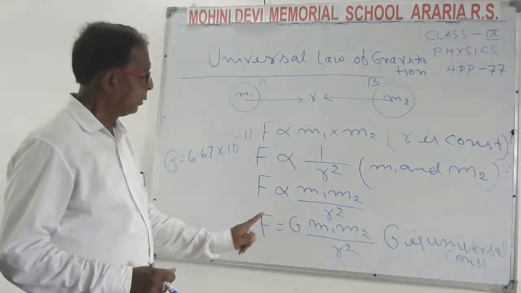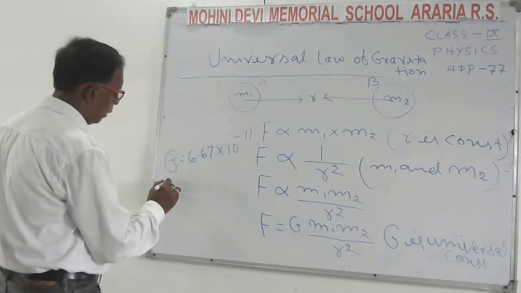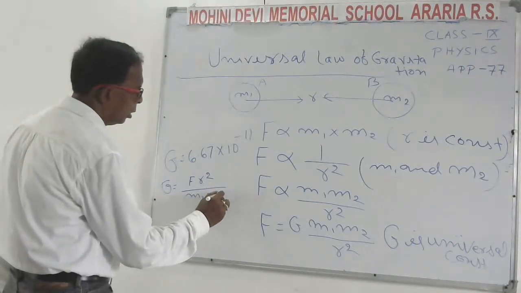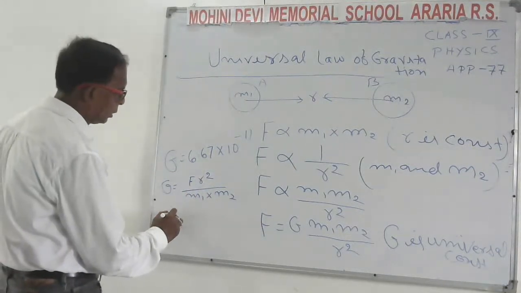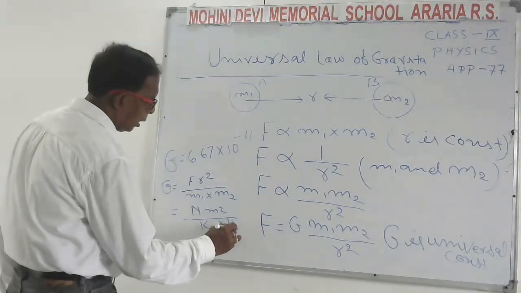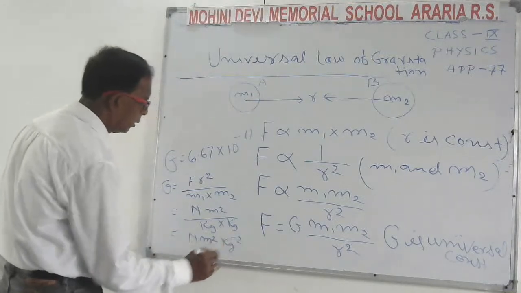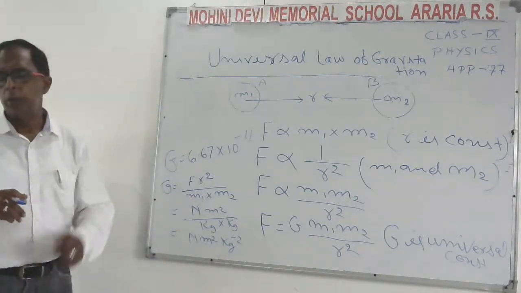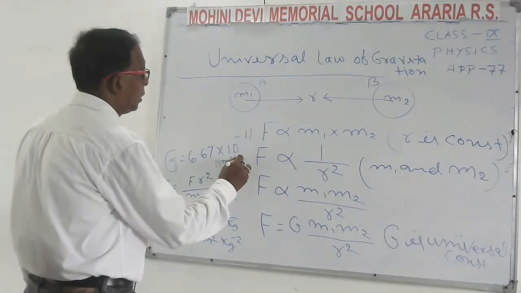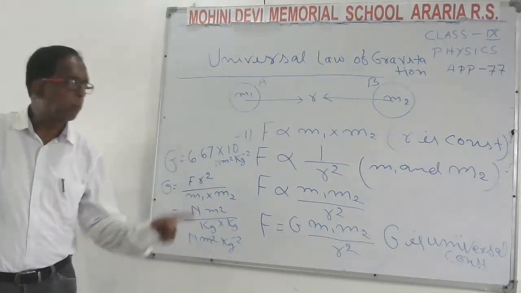You write F is equal to capital G into M1 into M2 by R square. Therefore G is equal to F into R square by M1 into M2. Now write the units of these physical quantities: Newton, meter square, and masses kg into kg. That is Newton meter square per kg square. This is the unit of G. Newton meter square per kg square is the SI unit of capital G, and we found it from this equation.